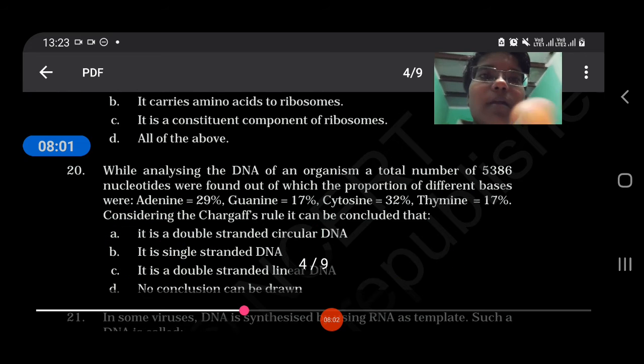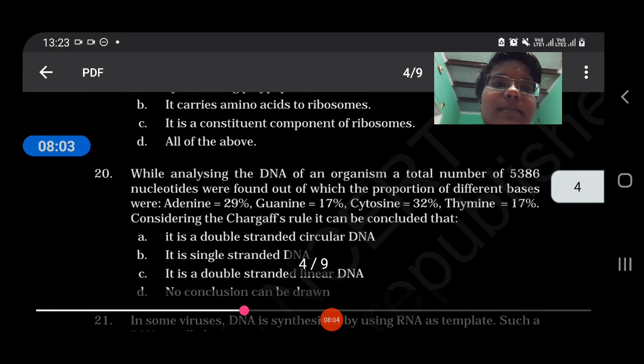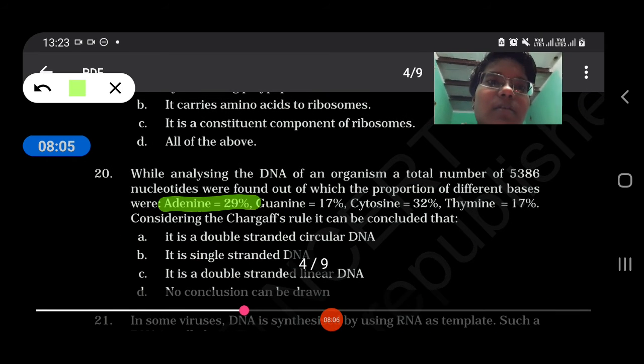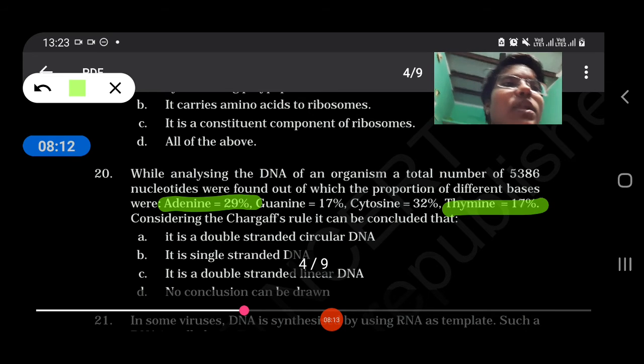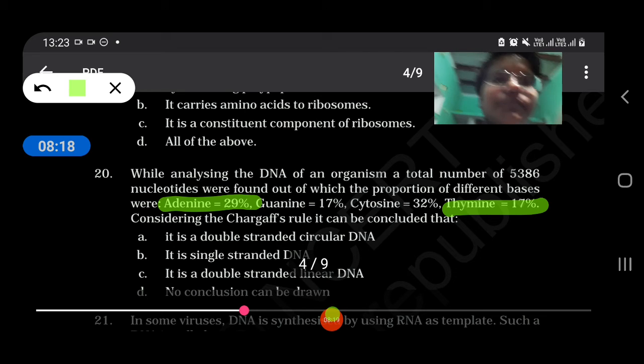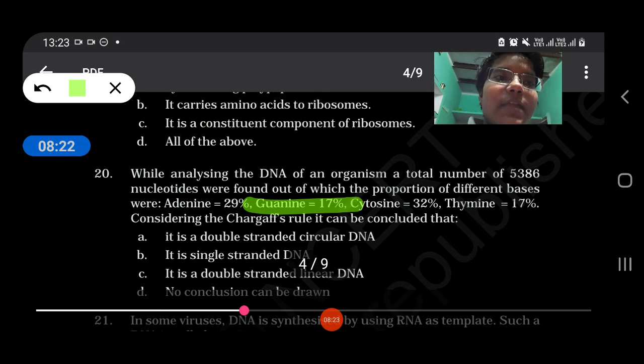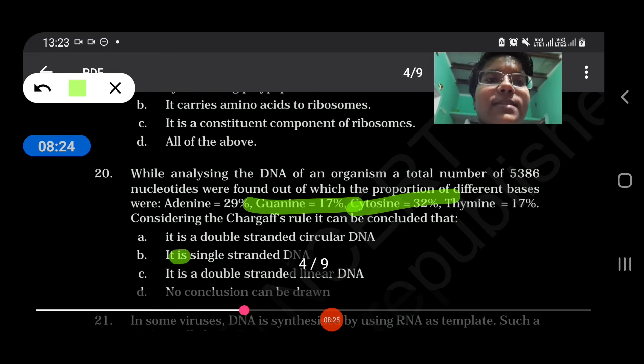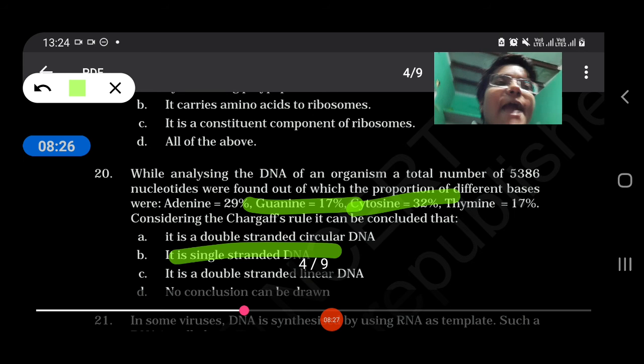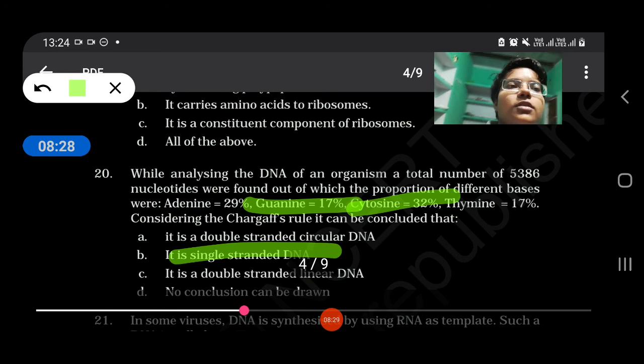So here you can see that adenine is 29%, so the thymine should also be 29%. What you are seeing here is 17. Guanine is 17 and cytosine is 32. So we can say that it is a single stranded DNA and the strands are not complementing each other.